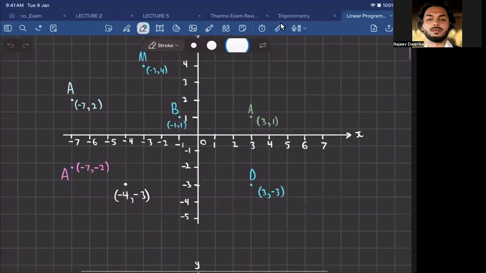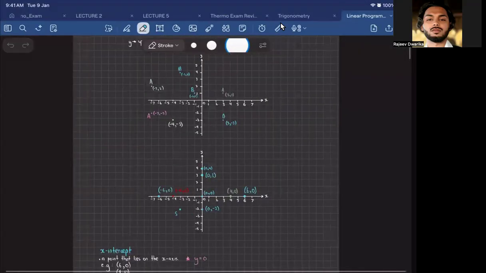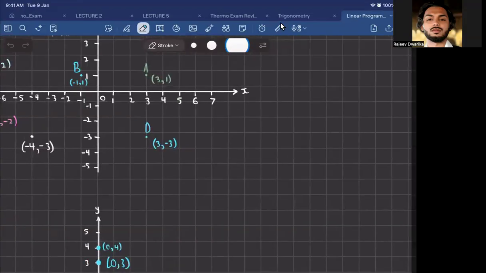I presume you all know how to plot points on a Cartesian plane and how to read off points. I trust in that. Does everybody in class know what the x-intercept is and the y-intercept? Do you remember what that is? The x and y-intercept.